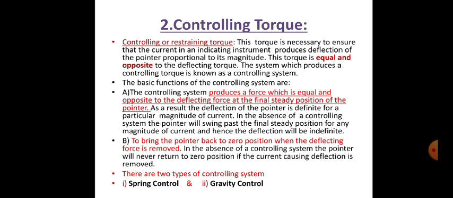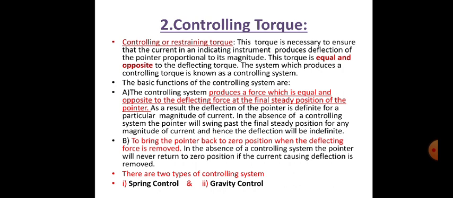Now, what is controlling torque? Controlling torque is that torque which opposes the deflecting torque. It is equal in magnitude and opposite in direction to the deflecting torque. Now, what is the necessity of controlling torque? Why do we need controlling torque? The controlling torque is that torque which makes the deflection of the pointer for a particular magnitude of current definite. That is, without the controlling torque, the pointer would have deflected full scale irrespective of the current which is being measured, or irrespective of the current at that instant, it would deflect full scale.